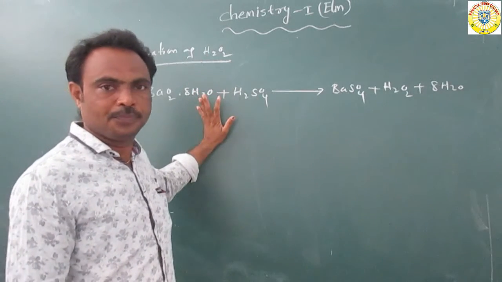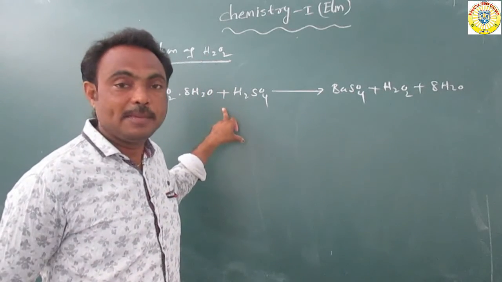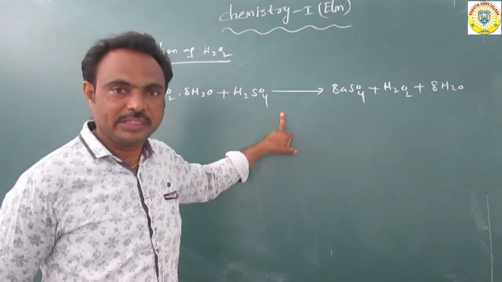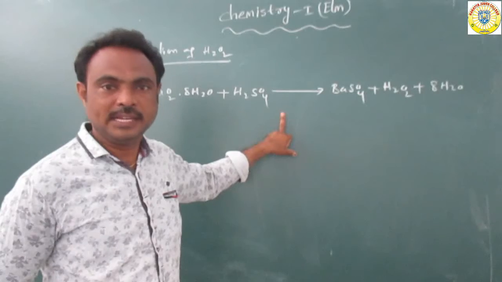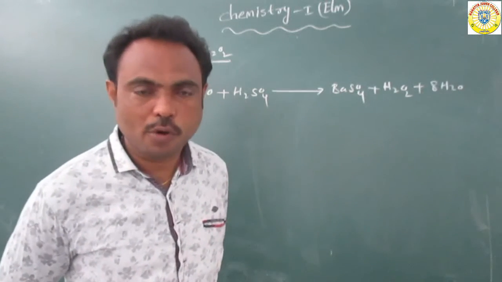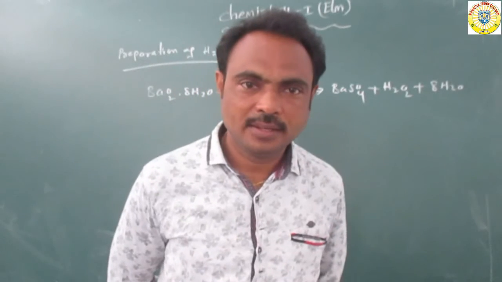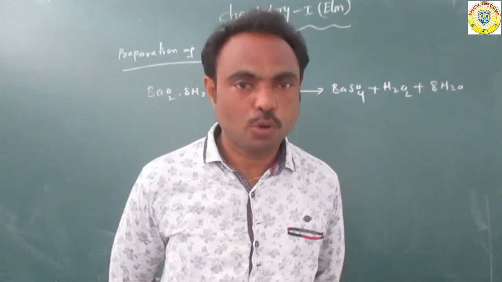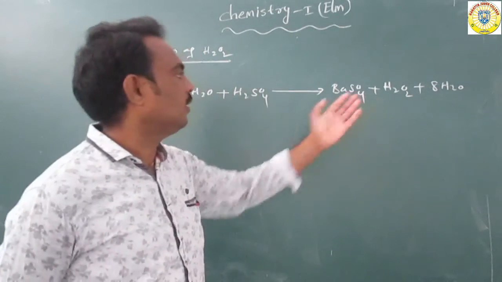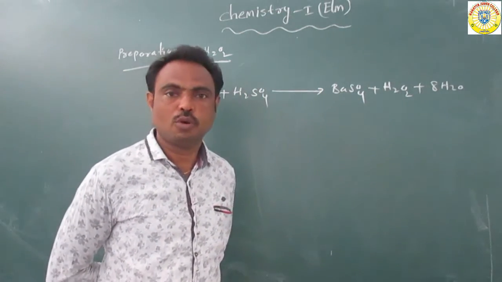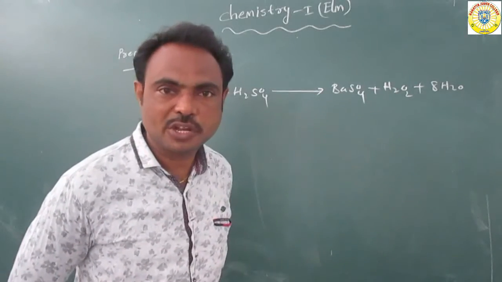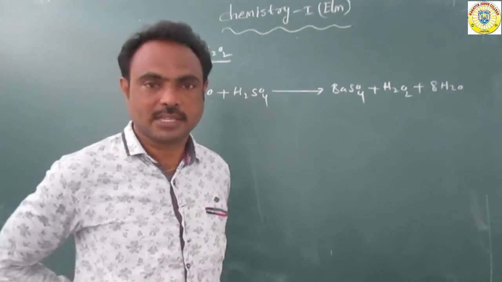Listen. Barium peroxide octahydrate reacts with sulfuric acid, H2SO4, to form BaSO4, barium sulfate, next H2O2, hydrogen peroxide, and further 8H2O, water molecules. So it is one of the best preparations of hydrogen peroxide.